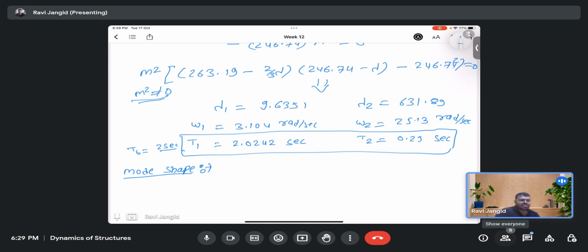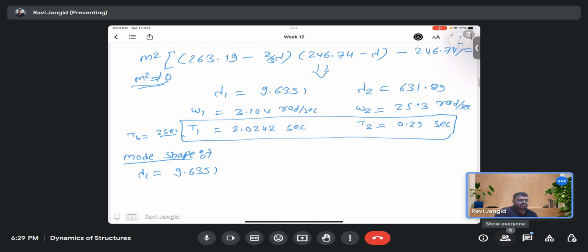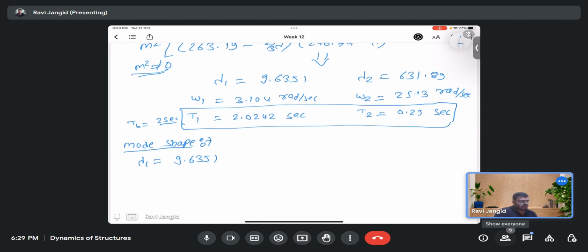So if you calculate the mode shape for lambda 1 equal to 9.6351, your phi 1 is coming out to be minus 0.756, minus 0.7867. Can you normalize it with respect to the degree of freedom 1?